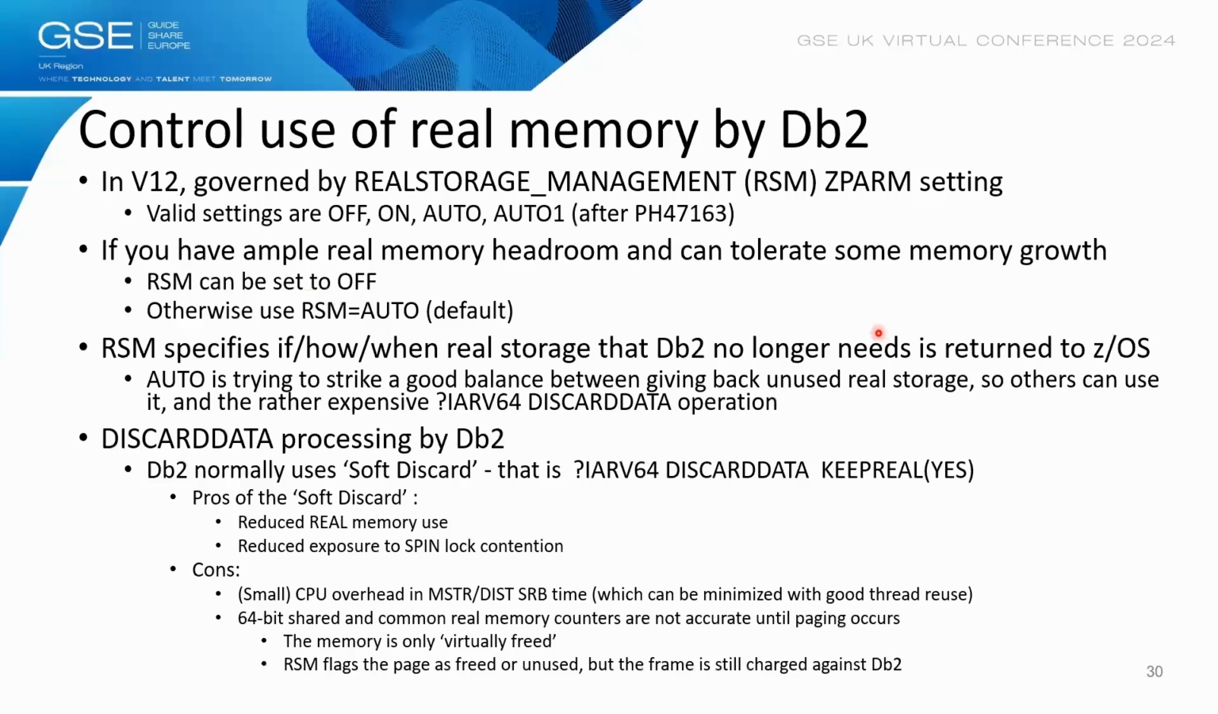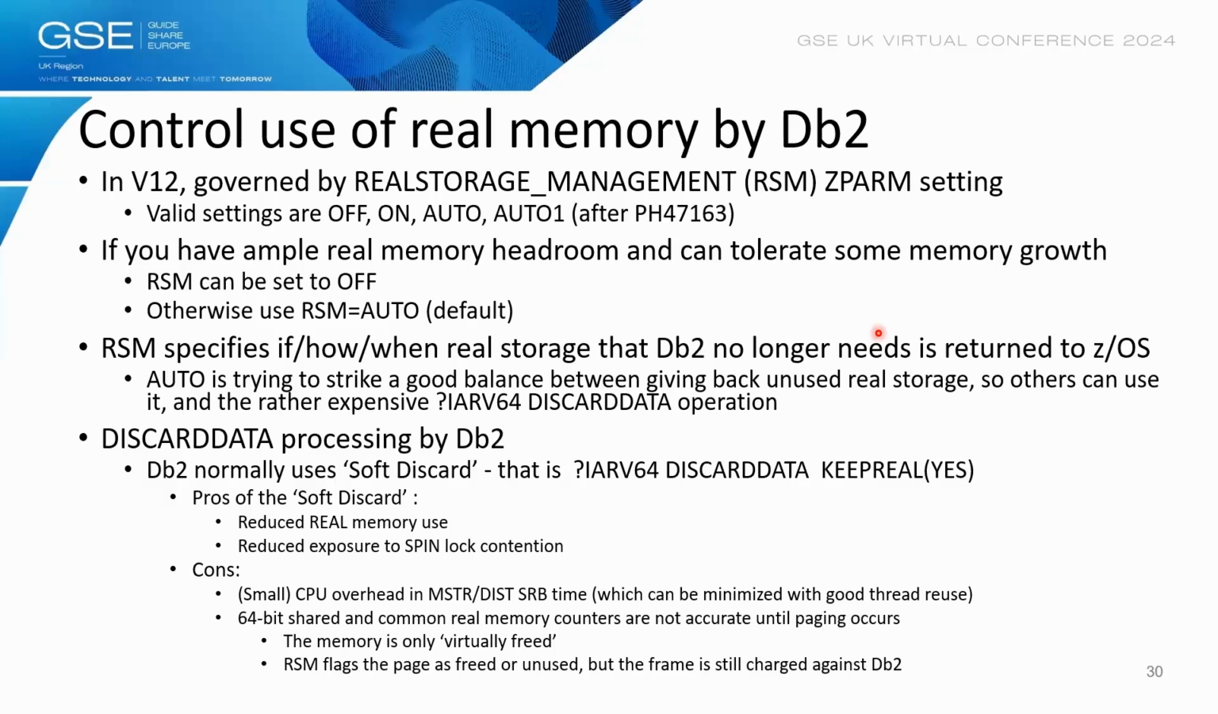Okay, in Db2 itself, we have control of the use of real memory. It's controlled in version 12 by the real storage management zparm setting, which can be off, on, or auto. When you have plenty of real memory, this zparm should be set to off, and all Db2 storage used by threads or by some structures is not freed at all, for the performance, right? Otherwise, it should be auto.